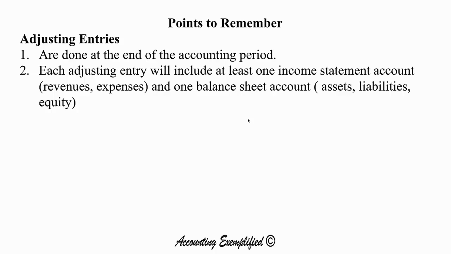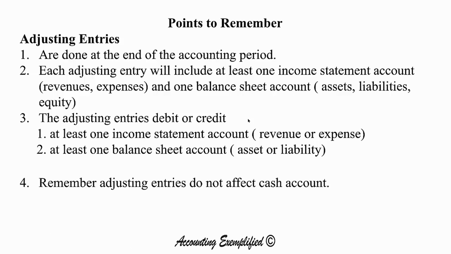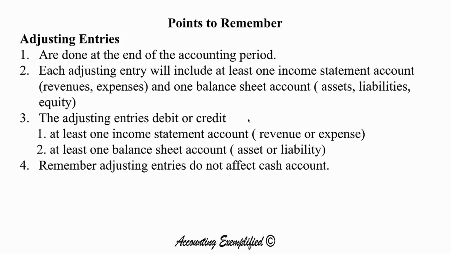So when the cash payment, cash receiving, and revenue earning and incurrence of expense take place at different times, we need to make the adjustments to appropriate accounts to properly measure the revenues and expenses. So here, the adjusting entry will involve at least one income statement account, because remember, we are either recording a revenue or an expense, and one balance sheet account. And adjusting entries do not involve the cash account.